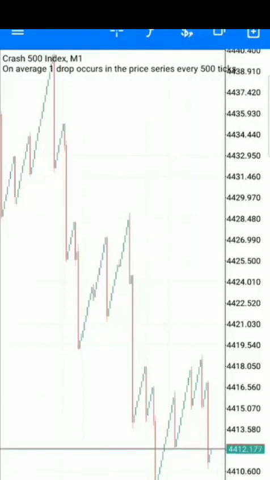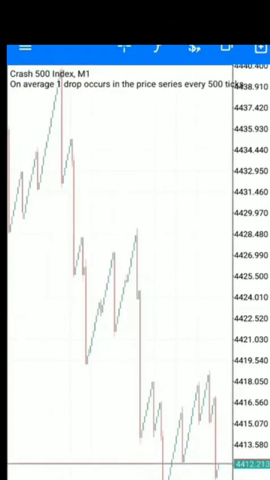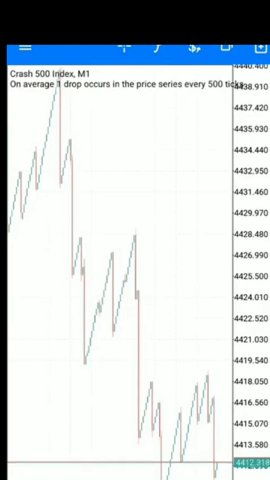Hello guys, you're welcome. I'm going to show you a very powerful and profitable strategy that can make you a lot of money trading Crash and Boom. I am very sure of what I'm saying because I've tested it and tried it and it's very profitable. So I'm sharing it with you right now so that you can also enjoy this strategy as well. This particular strategy is for Crash and Boom, all in: Crash 500, Crash 1000, Boom 500 and Boom 1000.